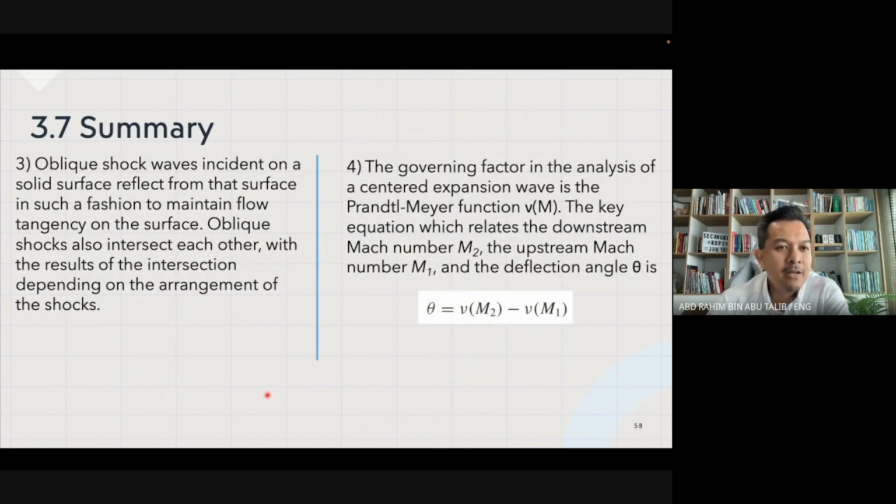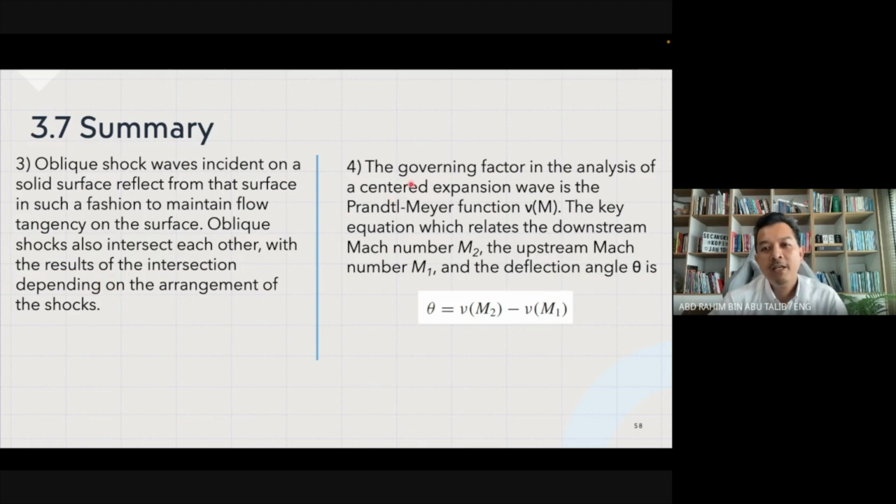And number 3 is that, as a summary, the oblique shock wave incident on a solid surface reflects from that surface in such fashion as to maintain flow tangency on the surface. Oblique shocks also intersect each other. We have already seen just before the break the type of flow that intersects each other, depending on the situation of the complex geometry, and with the results of the intersection depending on the arrangement of the shocks.